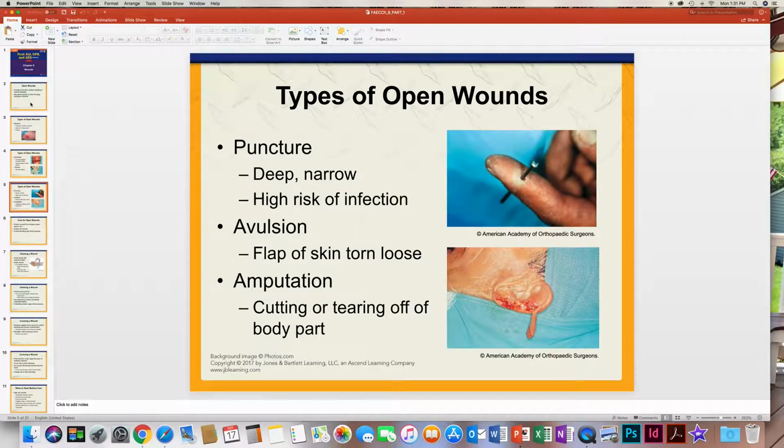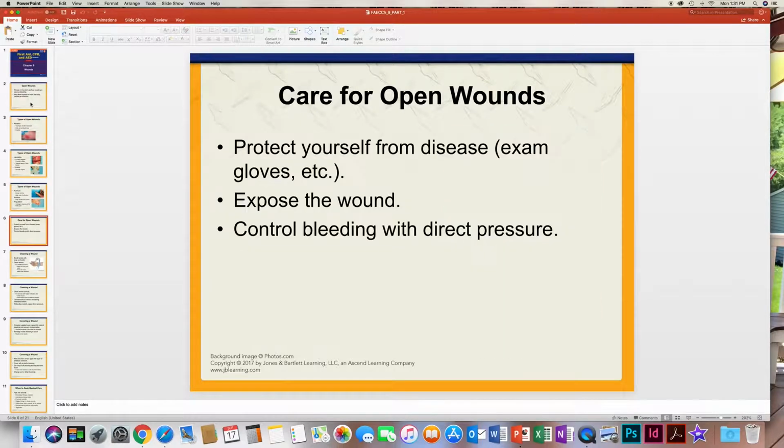Another type of open wound is an avulsion, where a flap of skin is torn loose. For example, a piece of the ear is loose. Amputation is a cutting or tearing off of a body part. You need to protect yourself when you're caring for open wounds, so make sure you're wearing exam gloves. You need to expose the wound and control the bleeding with direct pressure.